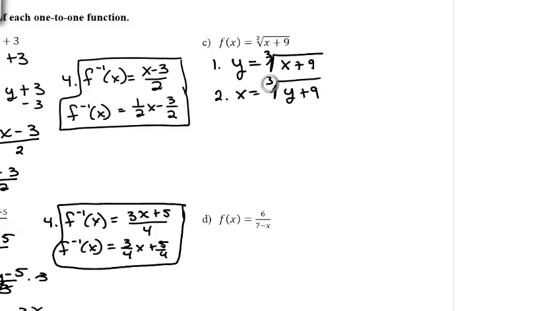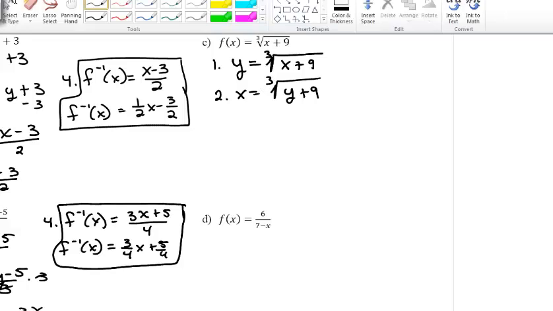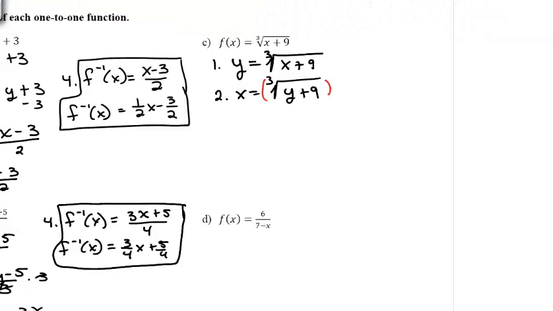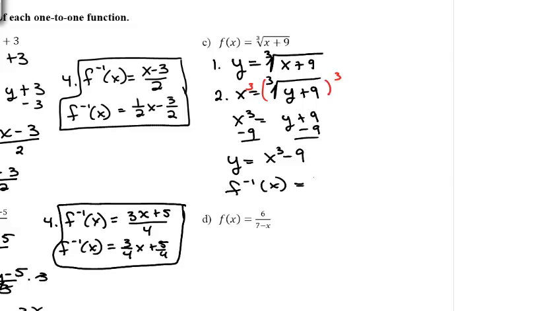So the way that we're going to undo a cubed root is we're going to cube both sides. So this cube and this cubed root will cancel each other out. And so we'll have x cubed equals y plus 9, and then subtract 9 from both sides. This gives us y equals x cubed minus 9, and then replace the y with our inverse notation. f inverse of x is equal to x cubed minus 9.